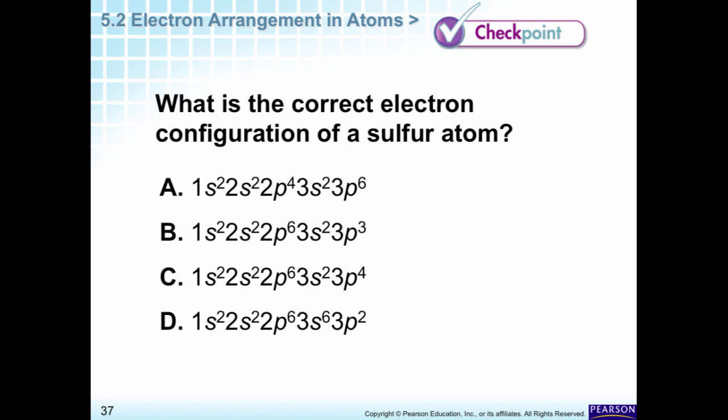Is that right? 2, 2, 4. That's 16. Okay. The next one is 4 and 6 is 10. That's 15. 2, 2, 6. That's 10, and that's 16. And the last one is 2, 2, 6. That's 10, 16, 17, 18.